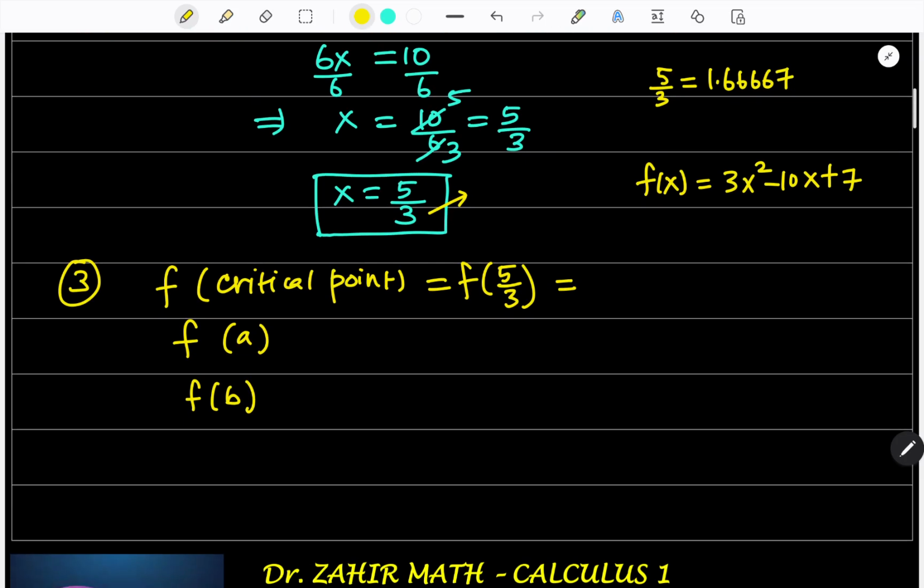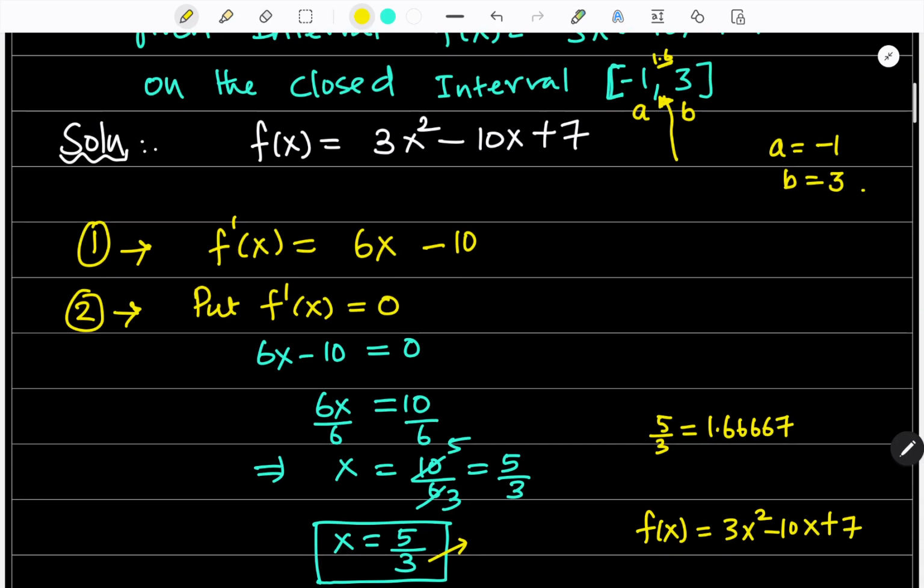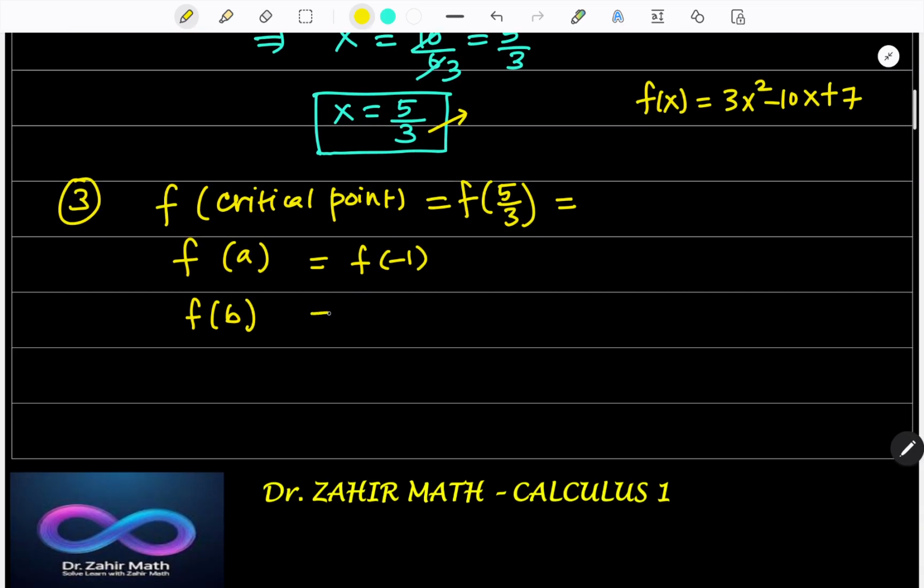f of 5 by 3 you have to calculate. What is f of A? You are going to find out f of minus 1. Just now I told you A is minus 1. And the next is f of 3 I am going to find out. Okay. Clear? Right. Yes.